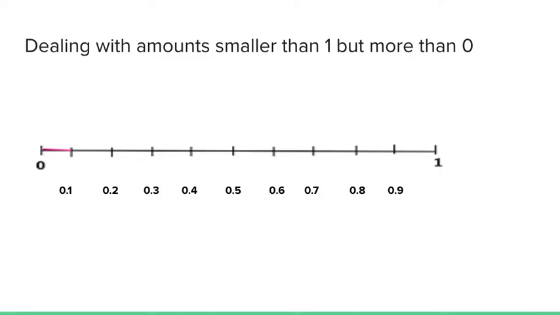And if that still doesn't make complete sense to you, here is a number line. You'll see that on one end of the number line, we have 0 or nothing, and on the other end, we have 1. Then we have smaller amounts in between. We have 0.1 or 1/10 of $1. We have 0.2 or 2/10, 3/10, 4/10, 5/10, 6/10, 7/10, 8/10, and 9/10.